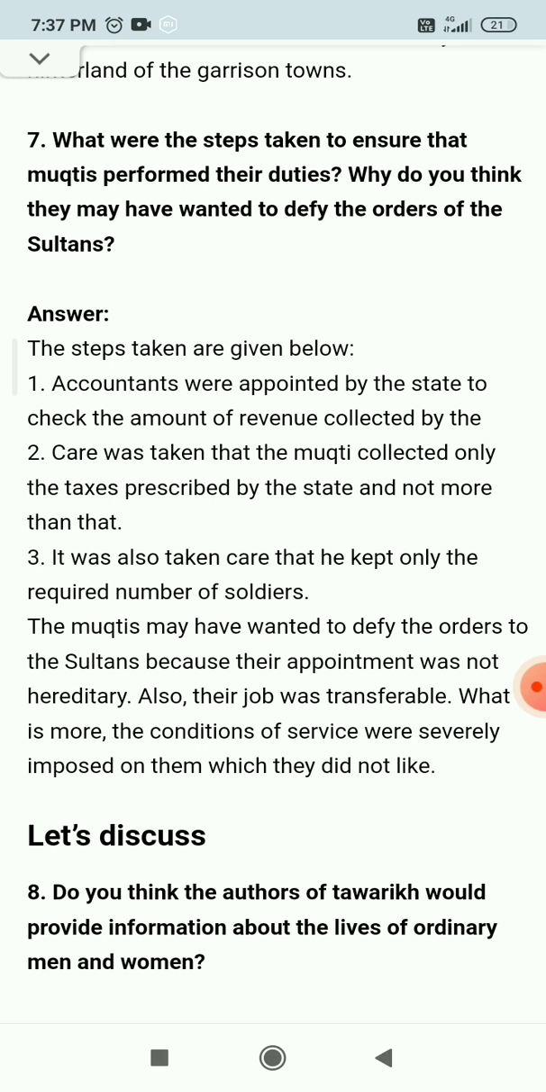The muktis may have wanted to defy the orders of the sultans because their appointment was not hereditary. Also, their job was transferable. What is more, the conditions of service were severely imposed on them, which they did not like.